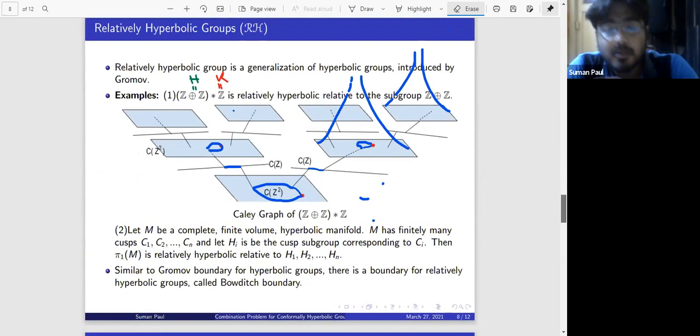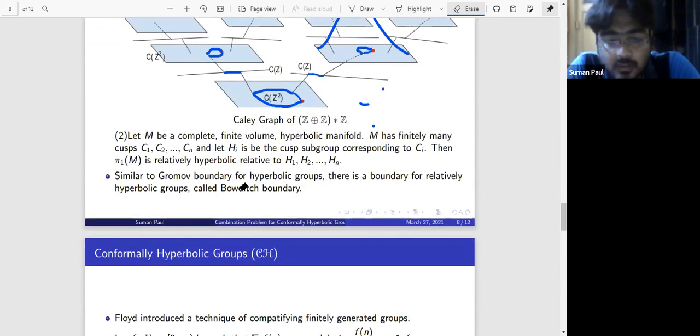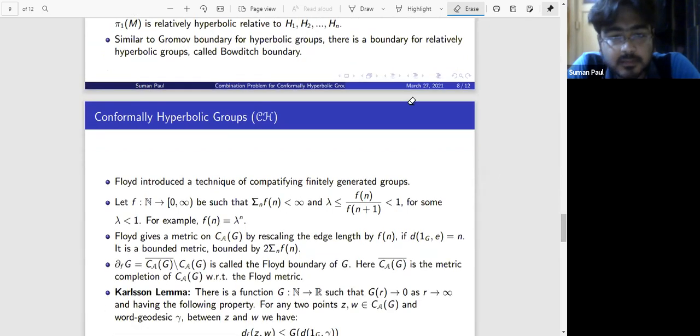I should mention that this ordered pair G comma H is called relatively hyperbolic. Then it will be clear why Bowditch's boundary will be well defined.